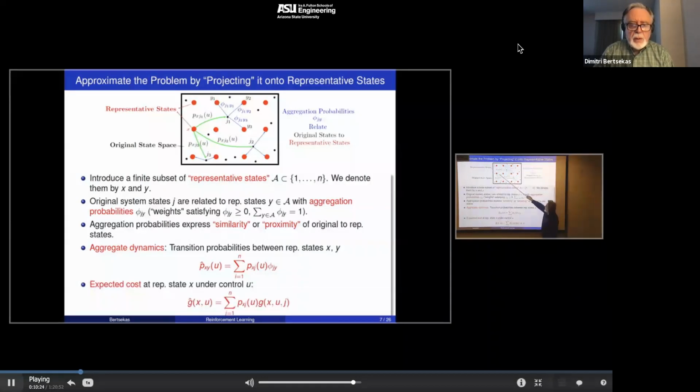In the process of this transition, we incur a cost. What is the cost? Well, along the green arcs, we have a certain cost, g of x, u, and j, which depends on u. And if we average over all j that come out of this x, we obtain the expected cost from representative state x under control u. So my model is completely defined now. These are the transition probabilities given these phi's, and these are the expected costs. And I'm in business with dynamic programming.